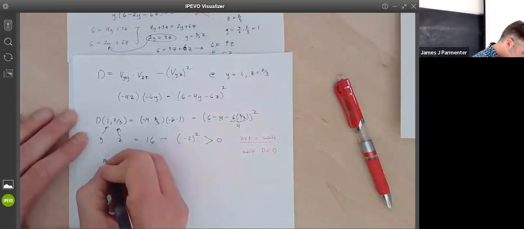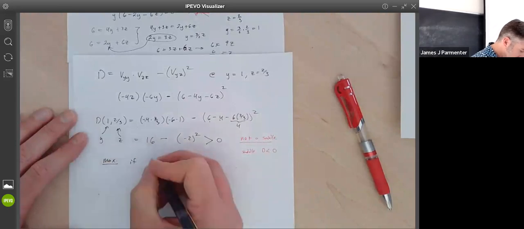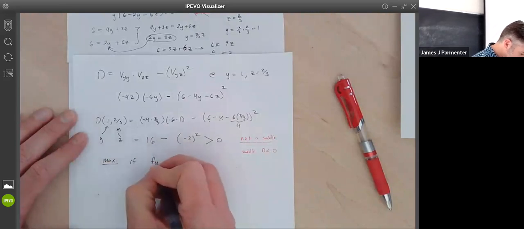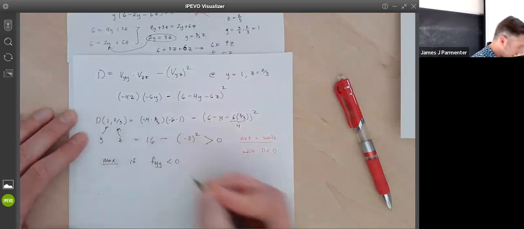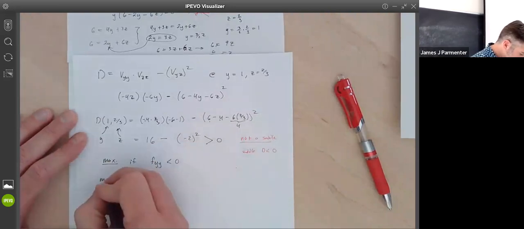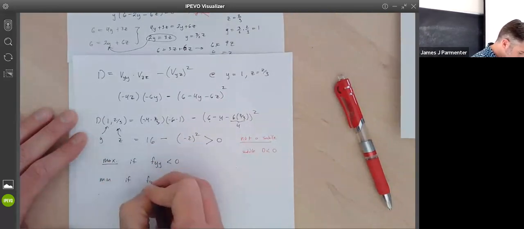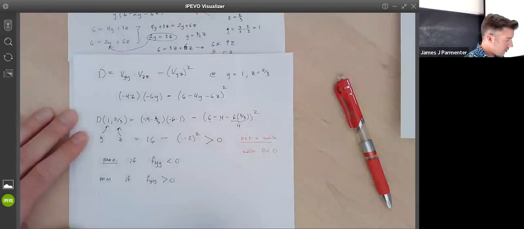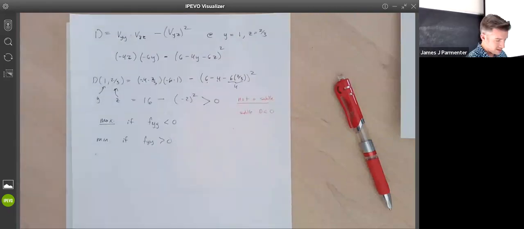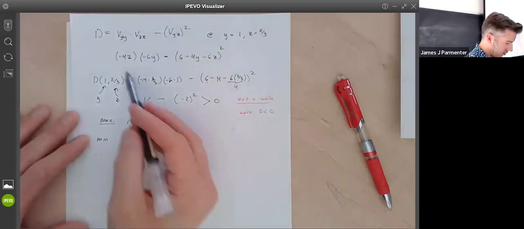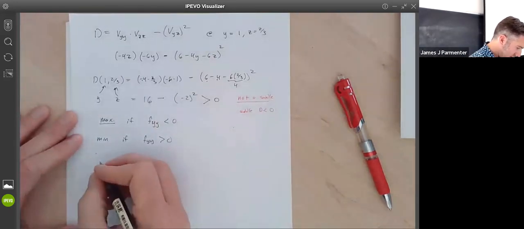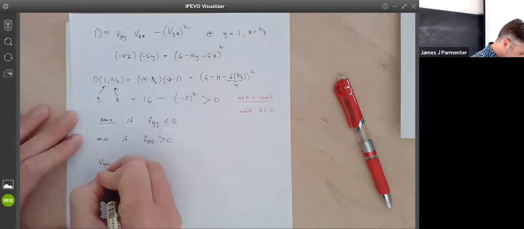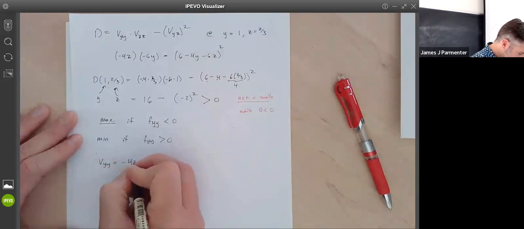So it's going to be a maximum if one of your second derivatives is negative. It's going to be a minimum if one of your second derivatives is positive. Because what we're thinking about there is if one of my second derivatives is positive, it's concave up, so I have a minimum. If one of them is negative, it's concave down. So all we're going to do is check either one of our second derivatives. Well, let's see, VYY was -4z.